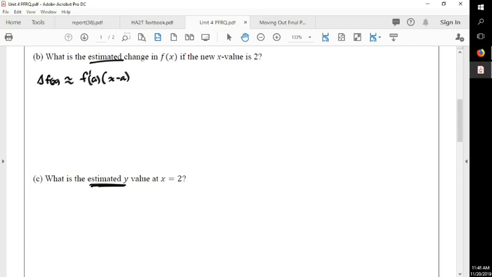So to find the estimated y, we just take our tangent line, and then we plug 2 into it. So I'm going to plug in 2, so 2 plus e, and this is the estimated y value. That's actually pretty simple. 2 is what we're plugging in.